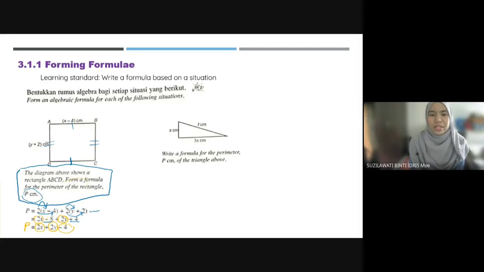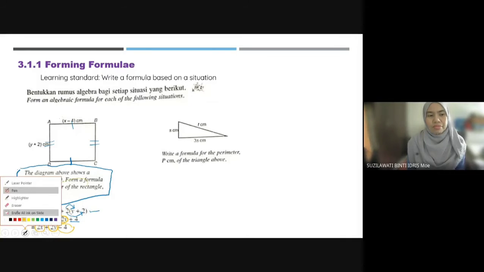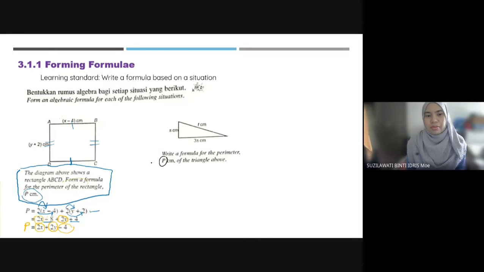Now, can you please write a formula for the perimeter, again still P cm, of the triangle above. So the subject of formula here is P, still the same. P is the subject of formula. Now, can you please write in the chat the algebraic formula for this triangle.